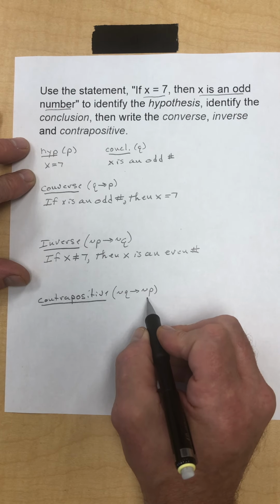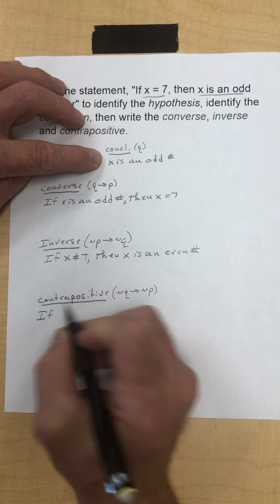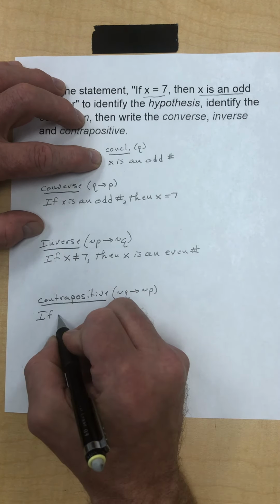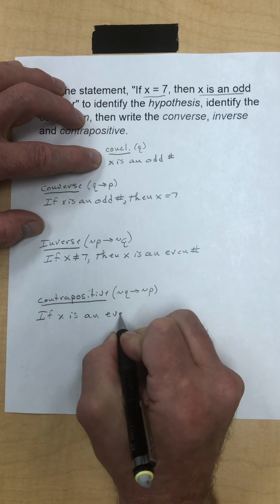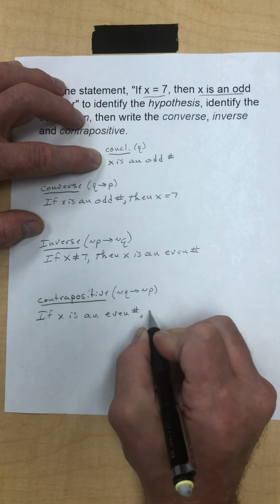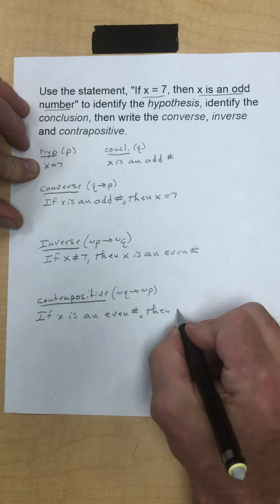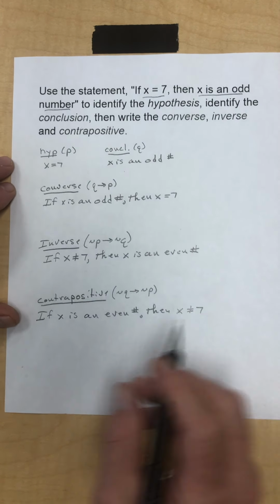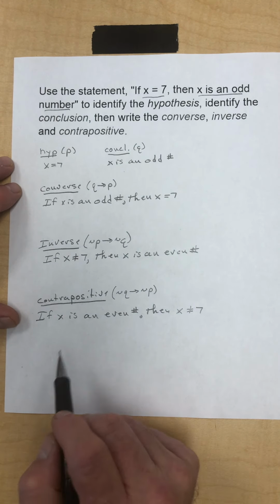And then we say non-Q implies non-P. So we could say x is not an odd number, or we could say x is an even number. If x is an even number, then I have to negate that: x does not equal 7. That would be true, because if x is any even number, it's certainly not going to be equal to 7. So that's good.